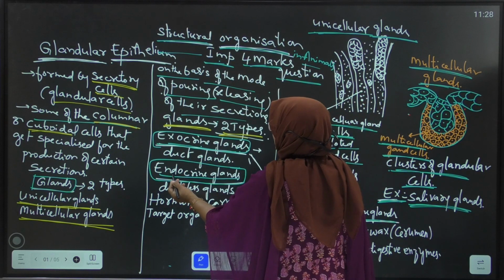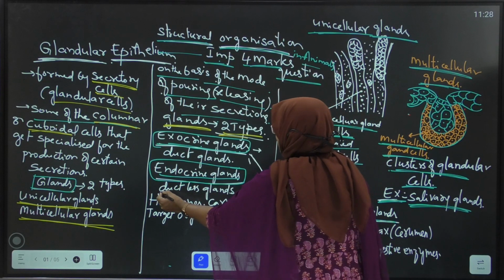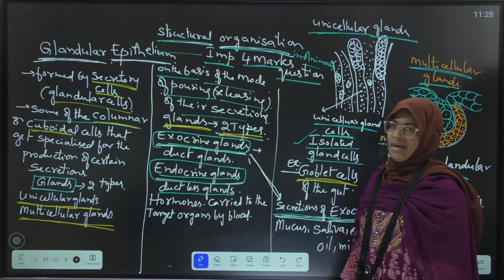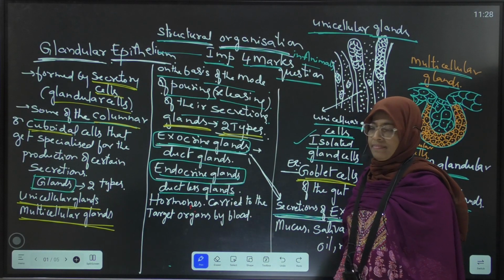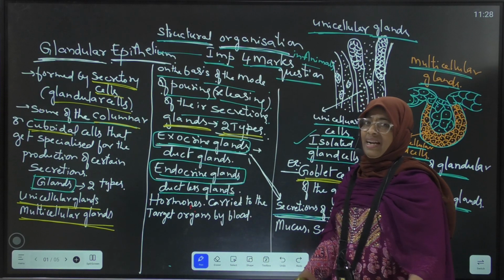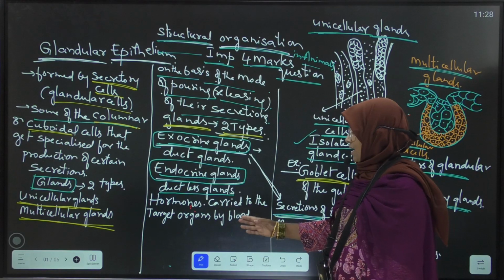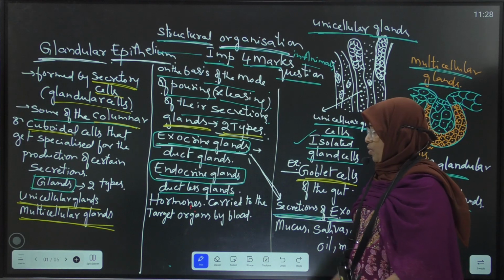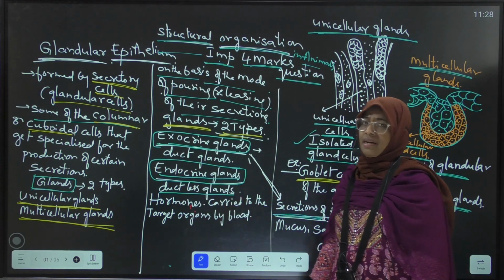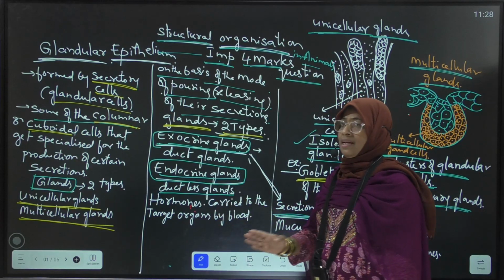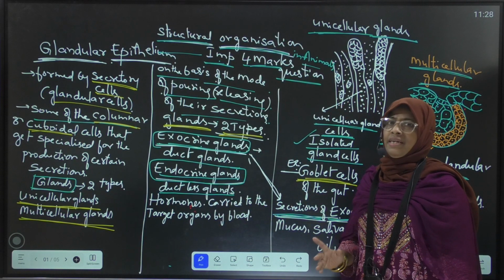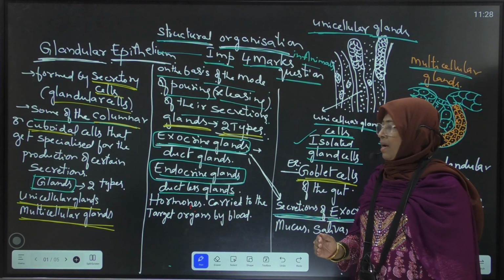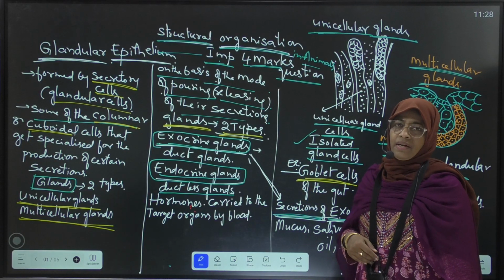Okay, next about endocrine glands. These are ductless glands. Ducts are absent, so their secretions are directly released. The secretions of the endocrine glands are called hormones. Since ducts are absent, hormones are carried to the target organs by blood.